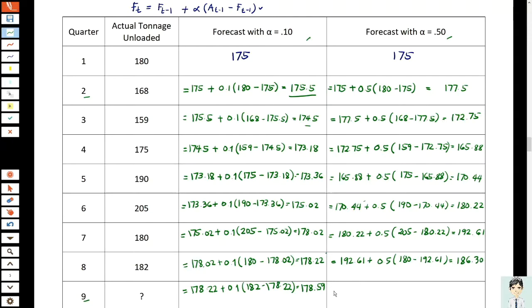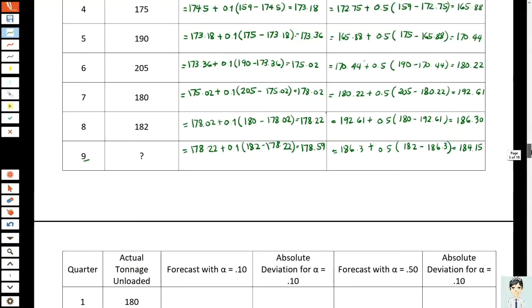186.30, diba? For the ninth quarter, we have 186.30 plus smoothing constant, difference ng actual, which is 182 minus the previous forecast, 186.3 is equals to 184.15. Diba? So nakuha na natin yung mga forecast between the smoothing constant of 0.10 and 0.5. So next, anong susunod na gagawin natin?